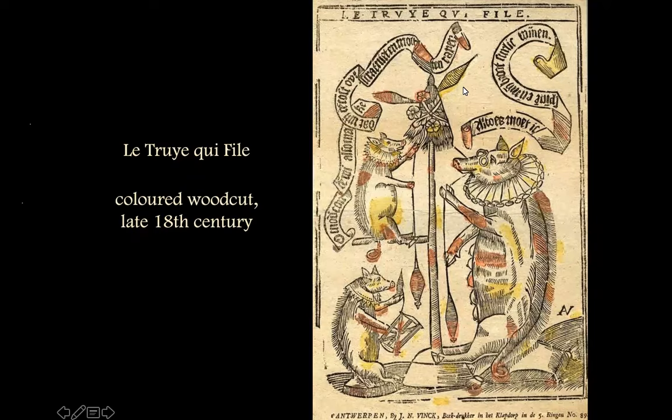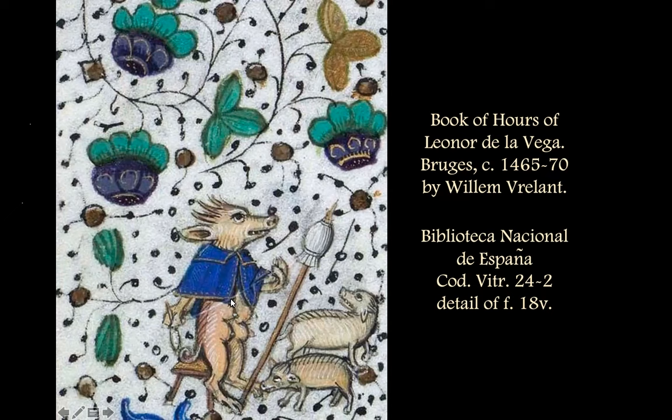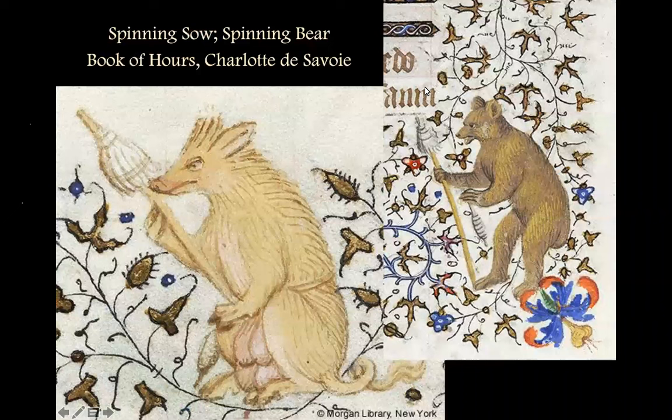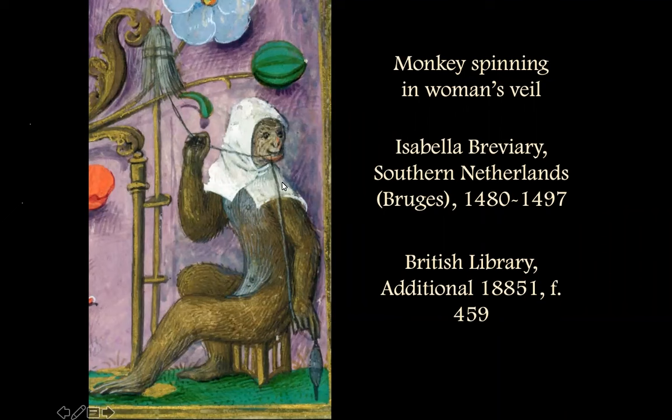But here she is in another book of ours. All kinds of animals and monsters and strange creatures get painted into the margins. A Book of Hours is for wealthy people; they would have their breviary, you'll see it referred to also, which has Christian verses. But around the edges, there are spinning sows, spinning bears, other kinds of creatures, spinning monkeys wearing the veil of a woman. Also again here, flax.